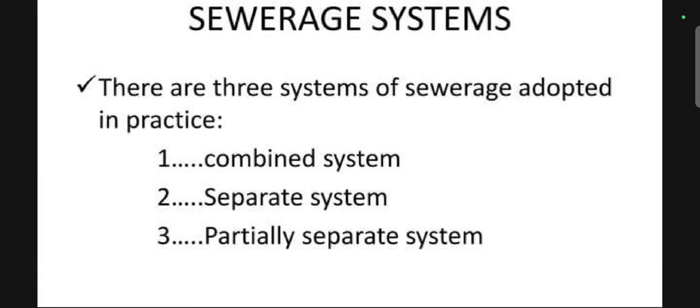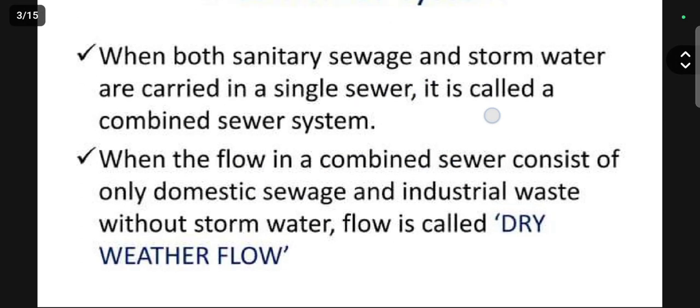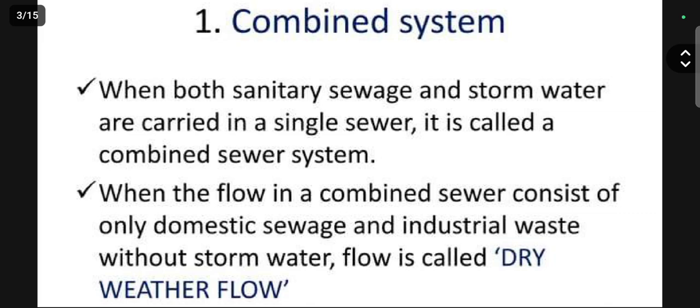Sewage systems. There are three types of sewage systems: combined system, separate system, and partially separate system. First one is combined system. In a combined system, one pipe can carry both sewage and storm water.